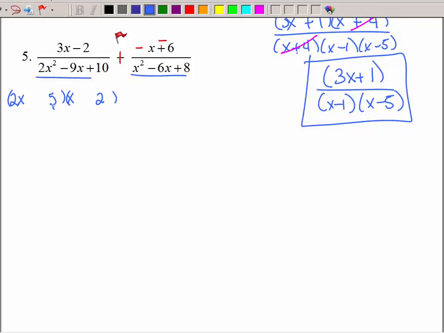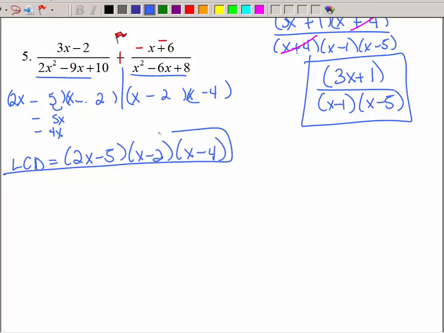And let's see, that would be 5x. That's 4x. If I make them both negative, that gives me a negative 9x and a positive 10. So I think I factored that right. And then let's factor this one, a little bit easier, a negative 2 and a negative 4. So that LCD is one of every kind of factor. Another long LCD. So let's see.